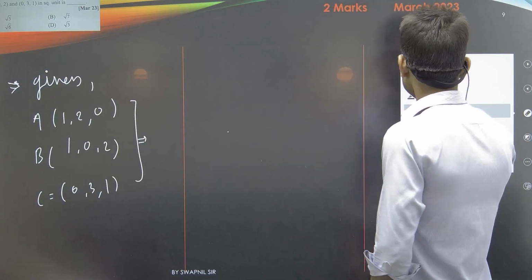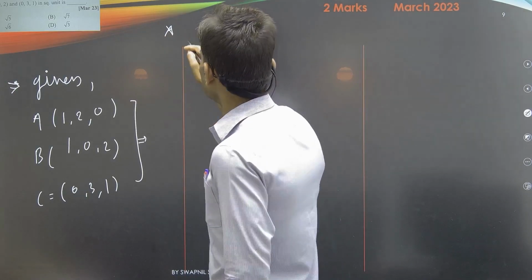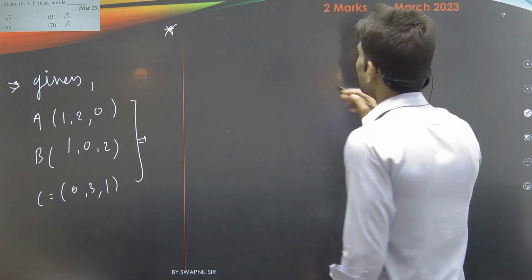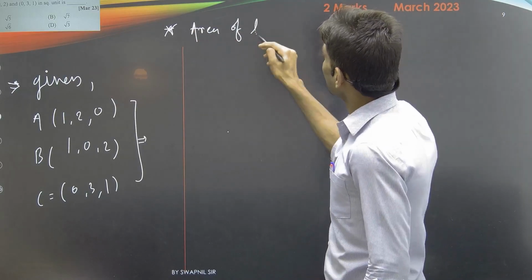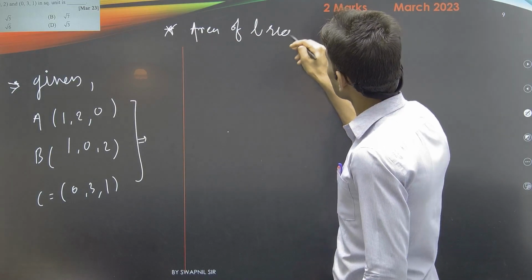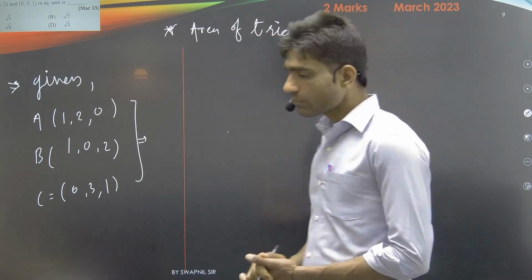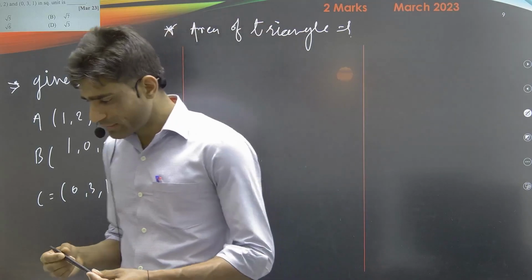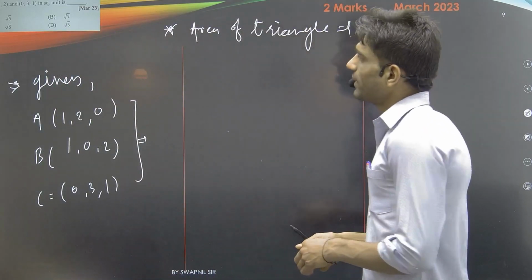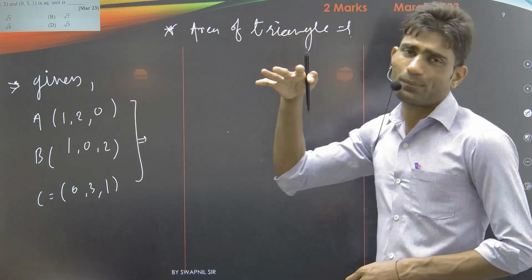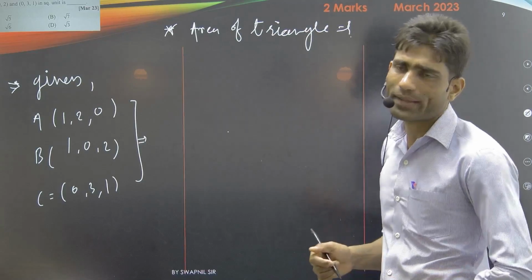Now we want the area of a triangle. So what can we say about the area of a triangle? We want the area of the triangle. So let's plot the figure. If you want, you may plot the figure. Area of a triangle can be written as 1/2 into base into height.